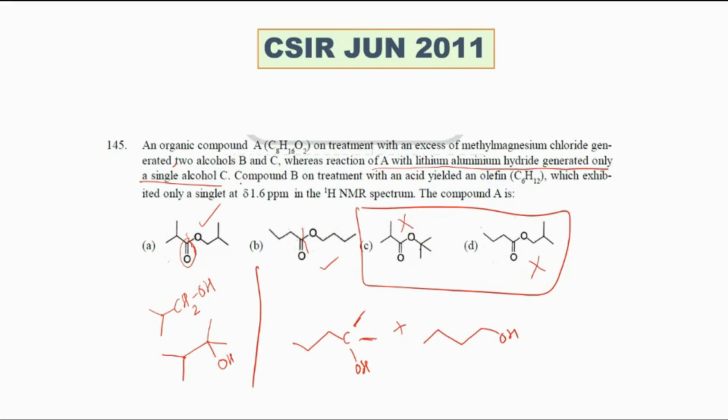So compound B on treatment with acid yielded olefin. If an olefin forms, what olefin will form in this? In this, what olefin will form? You'll be having this. So this will be the answer. In this olefin, you'll be having this and this will be the one olefin. This will be the other olefin.